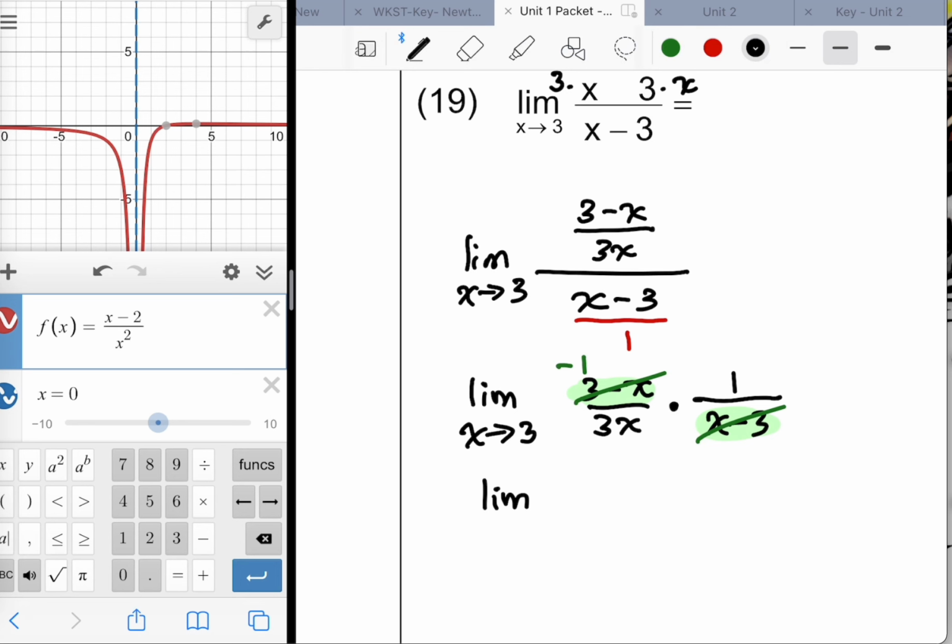Limit as x approaches 3 of negative 1 over 3x. Now I would apply my limit by substituting in the 3. Negative 1 over 3 times 3 gives you negative 1 ninth, and there you go. All right, so a little algebra skills for you. All right. So I'll save.